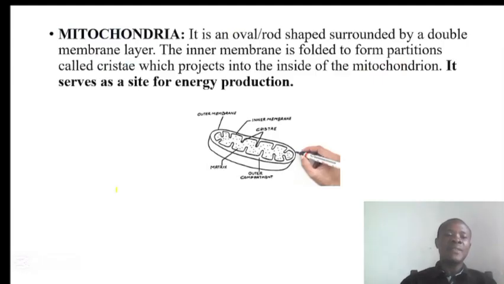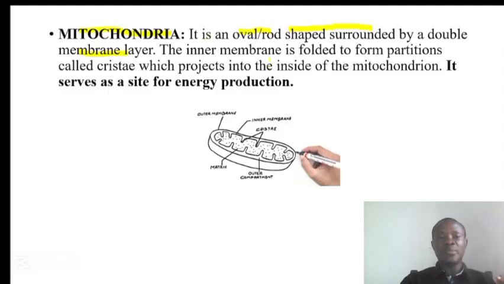And next we have the mitochondria, which is the plural form of mitochondrion. It is an oval or rod shape surrounded by a double membrane. It is not round as we have in the ribosome and other structures that are round. In here, it is an oval or rod-shaped structure, and in some cases they call it a sausage-shaped structure. Depending on what you like, you can take any one of them.